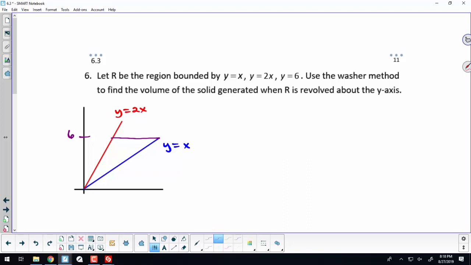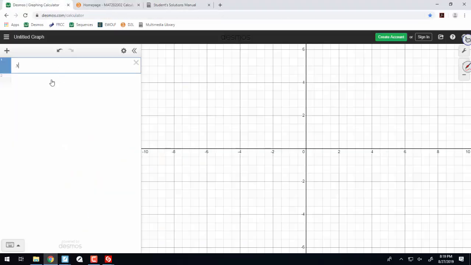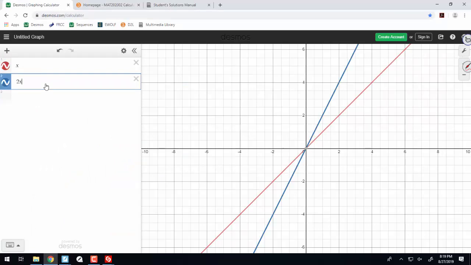No, it's a vertical stretch. So you take y equals x and stretch it up vertically. It's got a steeper slope. You've got a line with slope 1 versus a line with slope 2. It's steeper.